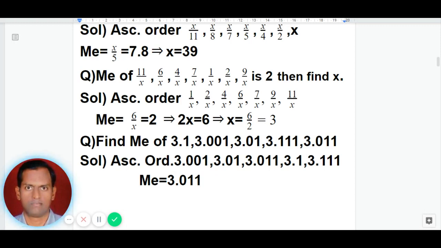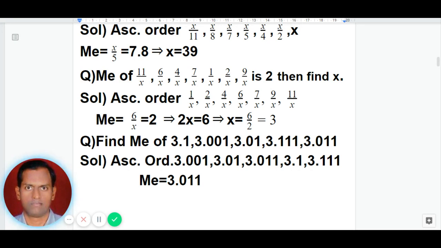Now the median of x, 11 by x, 6 by x, 4 by x, 7 by x, 1 by x, 2 by x, 9 by x is 2. Then find x. Ascending order. Here the denominator is equal. So we can arrange in ascending order according to the numerators. That is, ascending order is 1 by x, 2 by x, 4 by x, 6 by x, 7 by x, 9 by x and 11 by x. Median is equal to the middle term, 6 by x, which is equal to 2. By cross multiplication, 2x is equal to 6. That means x is equal to 3.